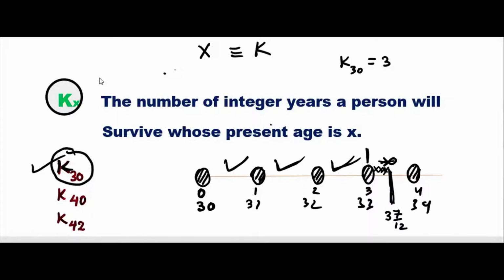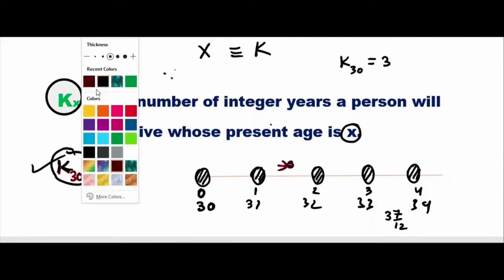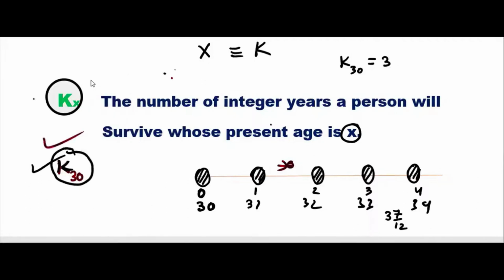Here you see the definition: the number of integer years a person will survive whose present age is x. So when I ask you what is the value of K30, here in this diagram it's 3. It's not always 3. If the person dies here, then it will be 1. This is the random variable. In this case, K30 will be 1, meaning 1 year of survival before dying. The complete year you have to count.